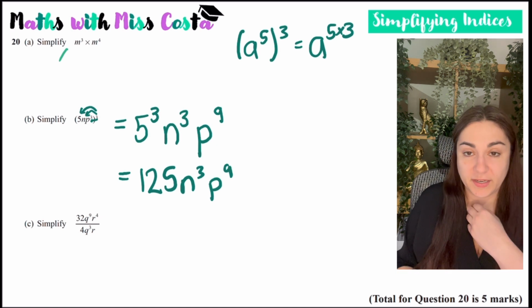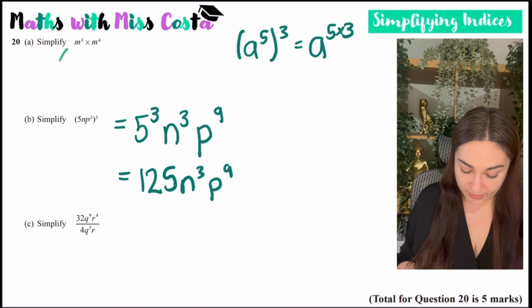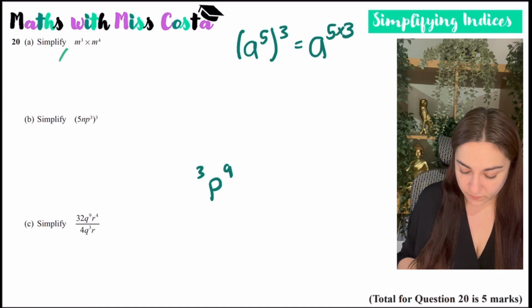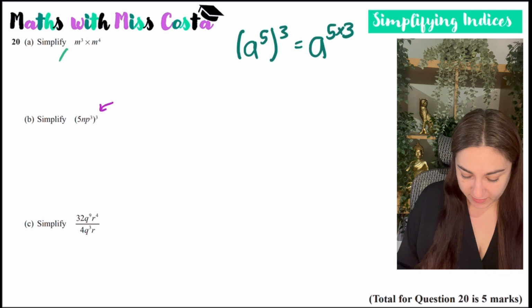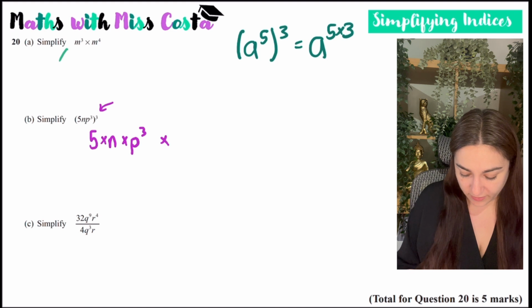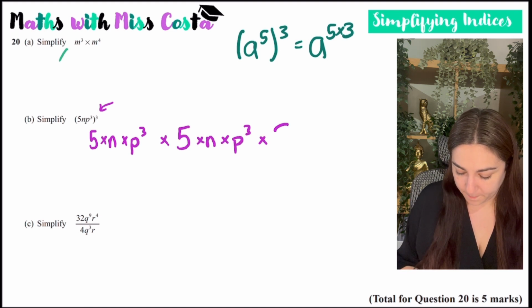Now this is quite a tricky one, so I'm just going to go through how we could do it a bit differently. So what does cubed mean? Cubed means multiplied by itself 3 times. So I could write this out, 5 times n times p cubed, 3 times, okay? So that might help me to see what's happening a little bit clearer.